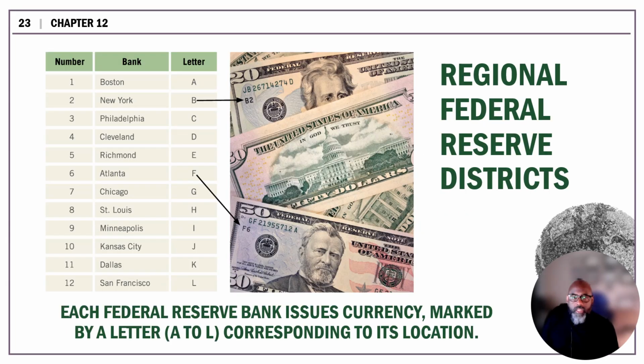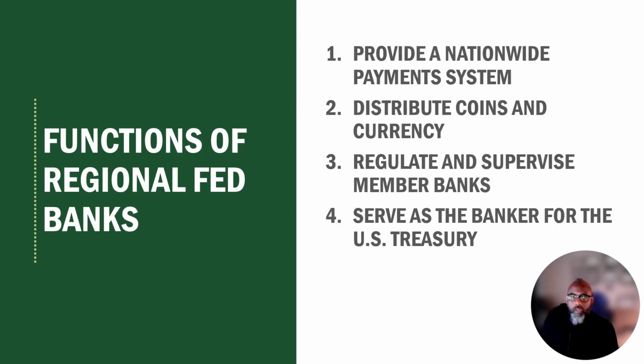One key responsibility of the 12 regional Federal Reserve banks is to issue currency. These notes are marked with a letter corresponding to their issuing regional reserve bank. In addition to distributing physical currency, the regional Federal Reserve banks operate a national payment system. They regulate and supervise member banks and also act as the fiscal agent of the U.S. Treasury. Beyond these operational duties, these banks also collect data on regional economic conditions.